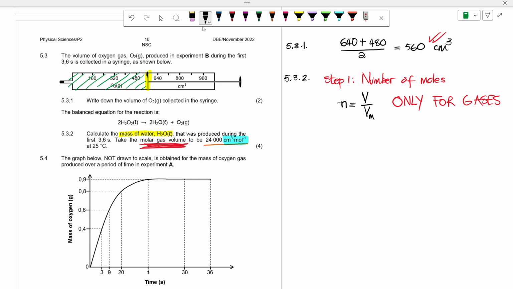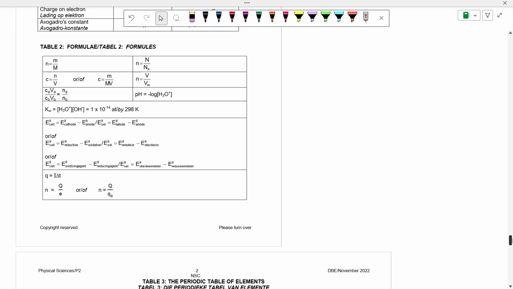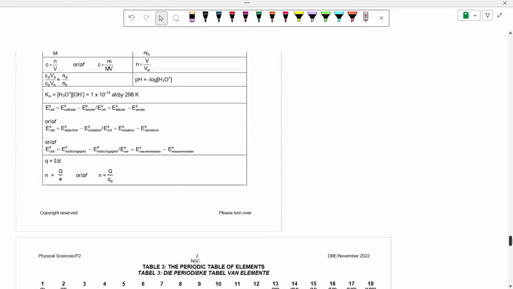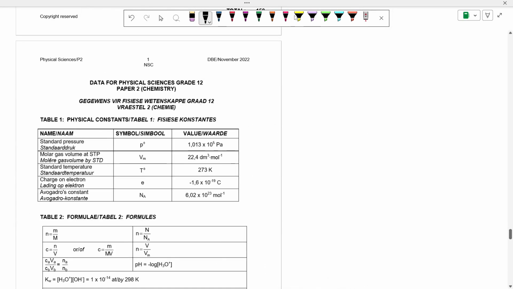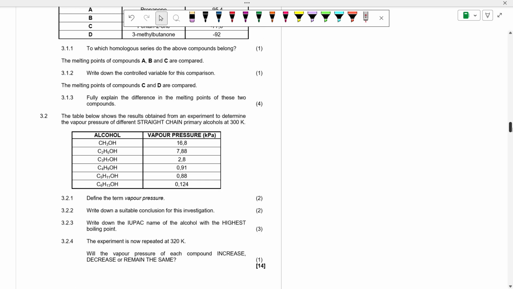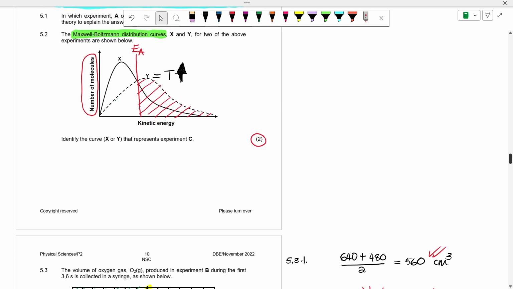Then once again, if they don't specify which VM to use, then you can go ahead and use the one in the back of the question paper because VM is a constant. So let me show, there it is. But if they specify, then you can use the one at the back. Okay, in this case they specified, and guys, they gave the units in terms of cubic centimeters.